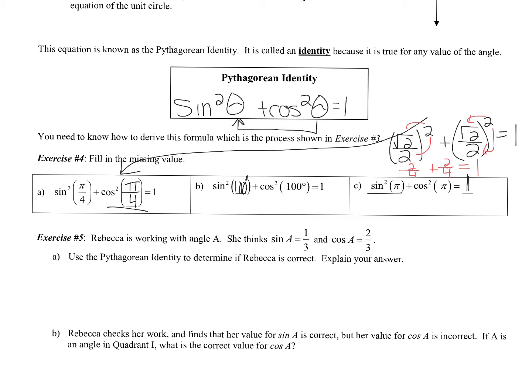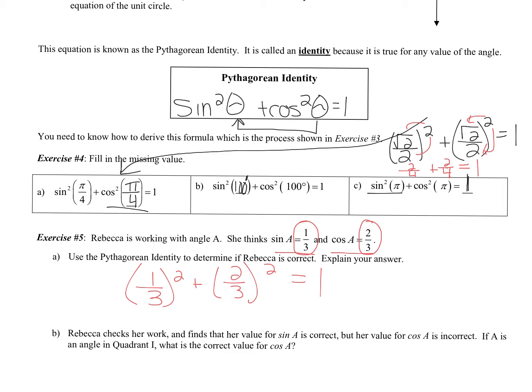So here's one way we'll use it. It says Rebecca is working with angle A. She thinks the sine of A is 1/3 and the cosine of A is 2/3. So we're going to use the Pythagorean identity to determine if Rebecca is correct. Explain your answer. So if she's correct, unless she's messed them both up to the same other angle, this value squared, so 1/3 squared, plus 2/3 squared should equal 1, right? If they go with the same angle, we should be able to square them both, and they should equal 1.